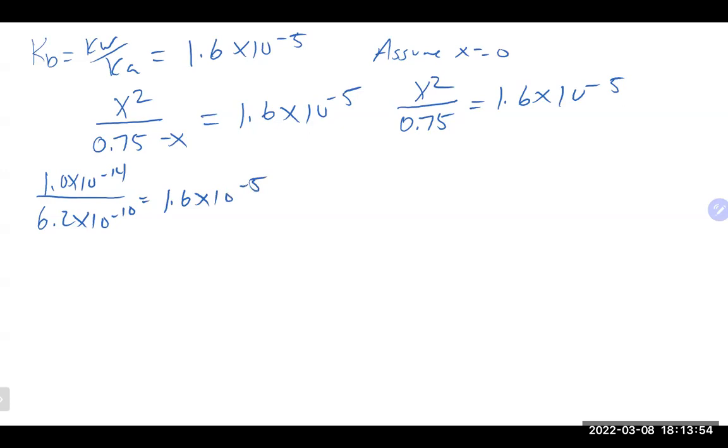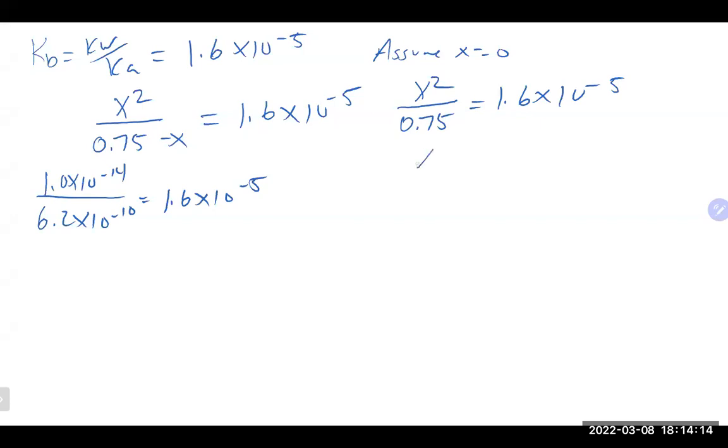You're welcome. So same math here. We're going to multiply the 0.75 to the other side and also take the square root of it. So 0.75 times, not that number, try that again, 1.6 times 10 to the minus 5. Do a little square rooting.